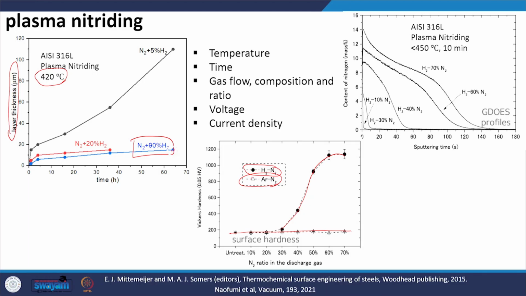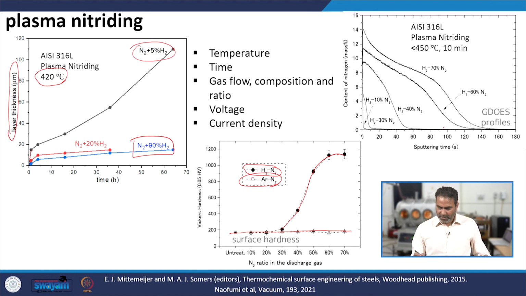And now what you see here on the right side is the nitrogen concentration as a function of depth. Sputtering time means you can think of this as the depth into the sample, right. So you see that at the surface, obviously because nitrogen is supplied at the surface, you will have more nitrogen at the surface. As a consequence of the diffusion process, nitrogen concentration is dropping like this as I go into the material. And now you see how this is changing with gas composition.